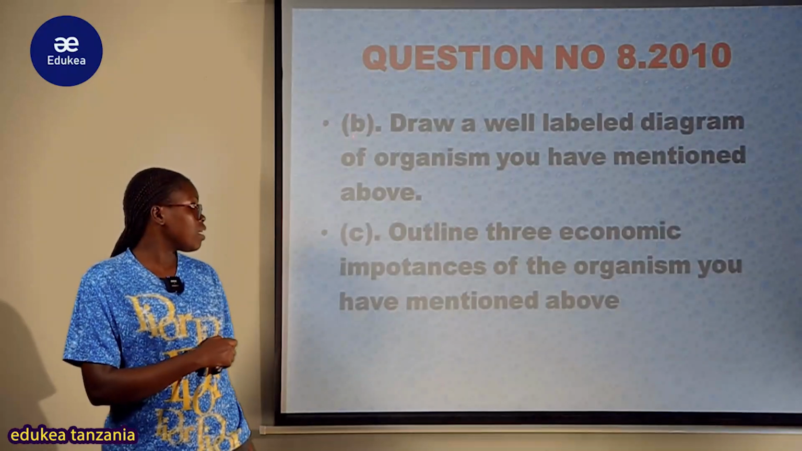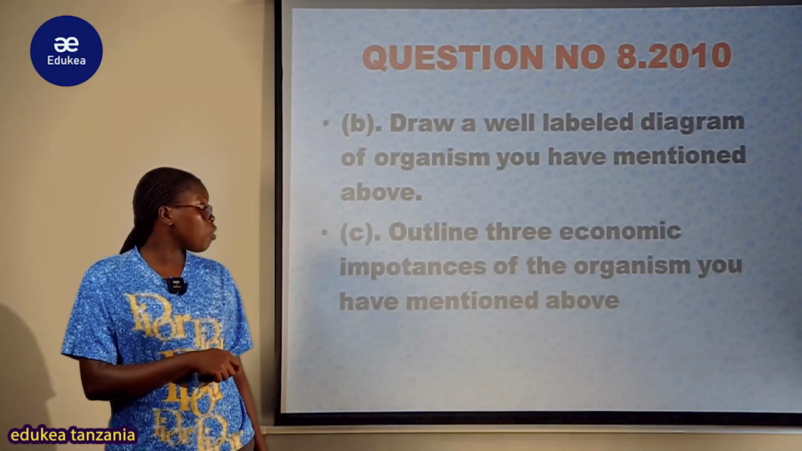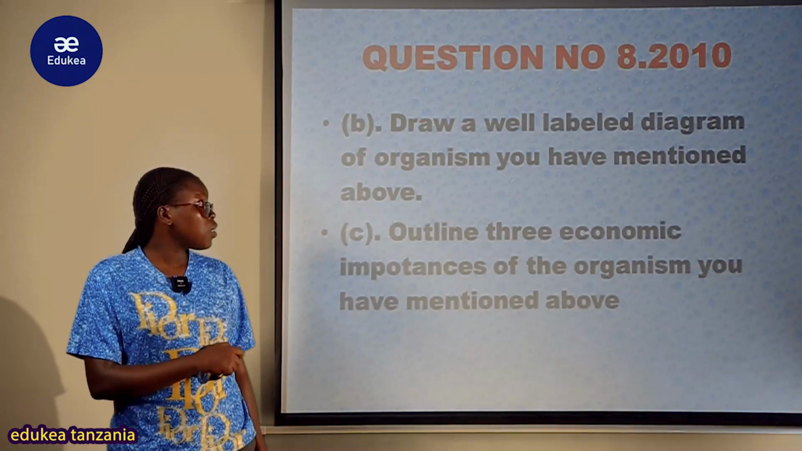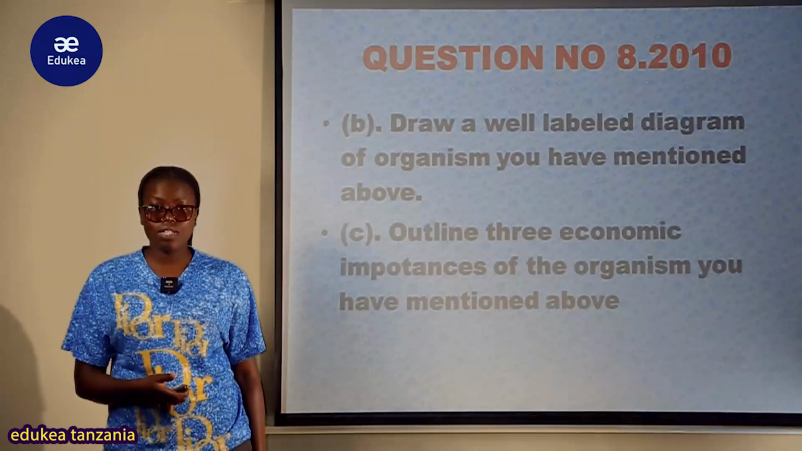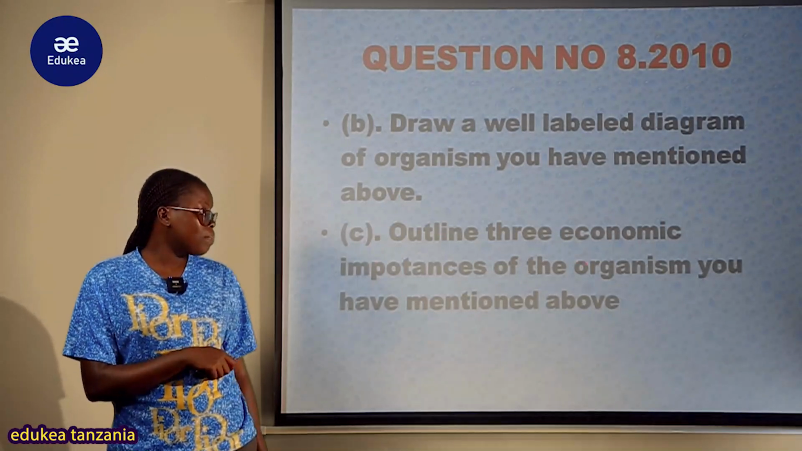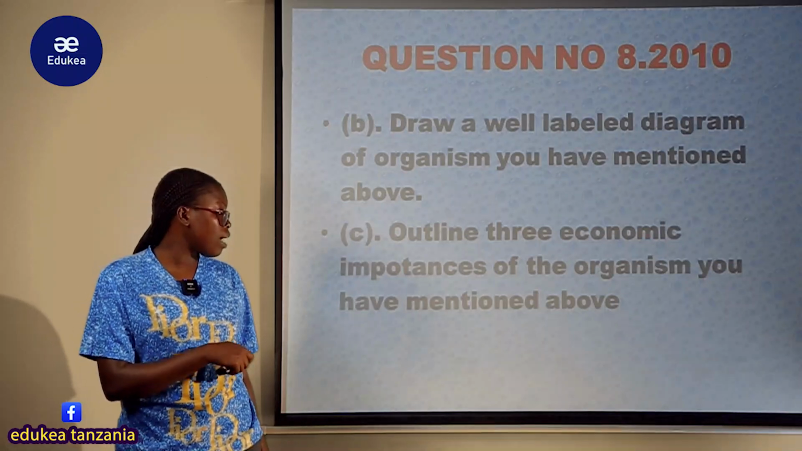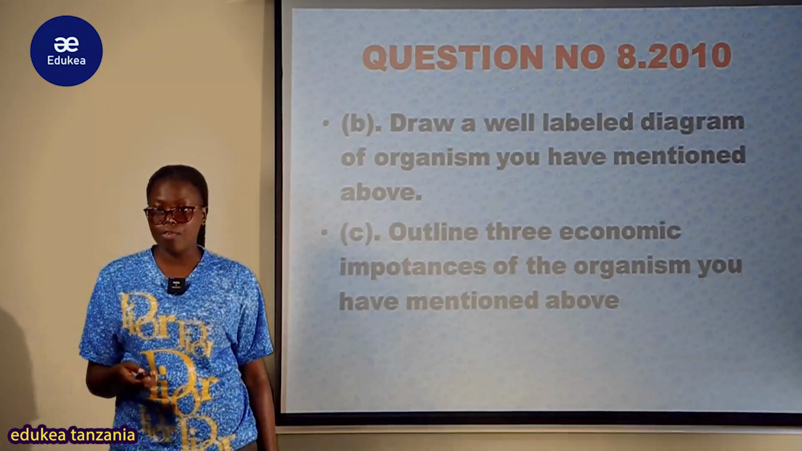And B, draw a well-labeled diagram of the organism you have mentioned above. And the last question for this question number 8 is, outline 3 economic importance of the organism you have mentioned above.